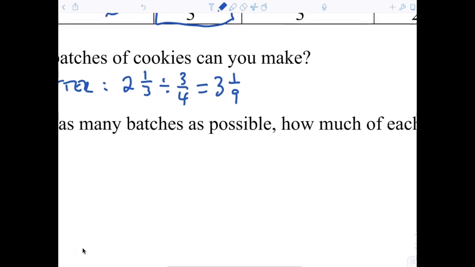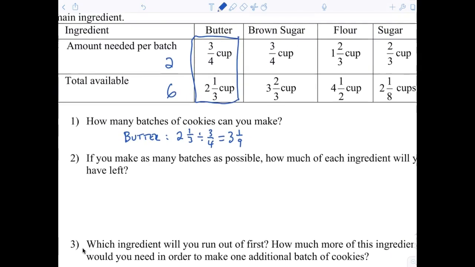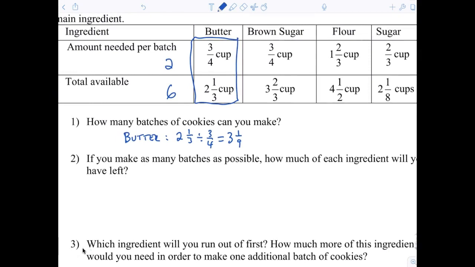But we have to go through all of them. So then I want the brown sugar. How much do I need for brown sugar? How do I figure out that one? Someone tell me what I have to do. Go. 3 2/3 divided by 3/4. Now everybody should be doing that on your calculator. So tell me what that is. Somebody said 4 8/9. Is everybody okay with that?